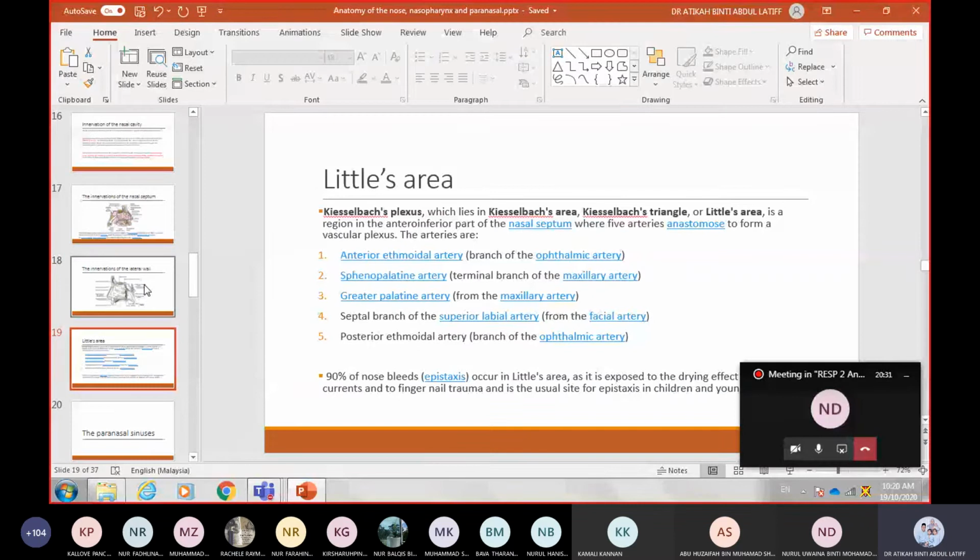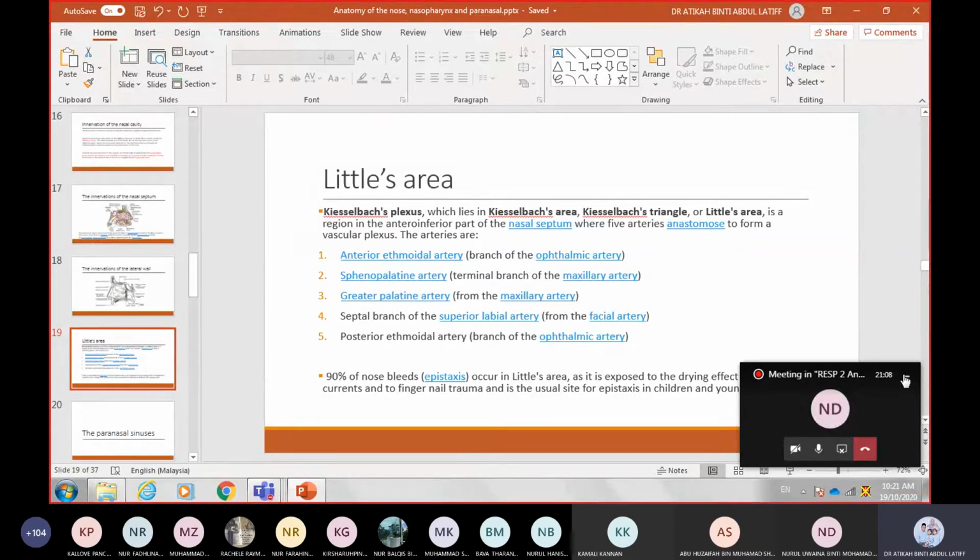So just a bit more on Little's area or Kisselbach's plexus. The area where you can find the Kisselbach's plexus is called Little's area. Some people also call it Kisselbach's area, Kisselbach's triangle, or Kisselbach plexus. These are the different names for the area where there is anastomosis of the 5 arteries. The 5 arteries are the anterior and posterior ethmoidal artery, sphenopalatine, greater palatine, and superior labial artery.